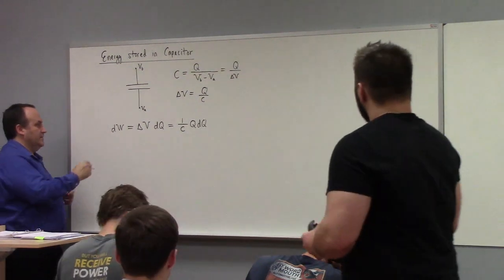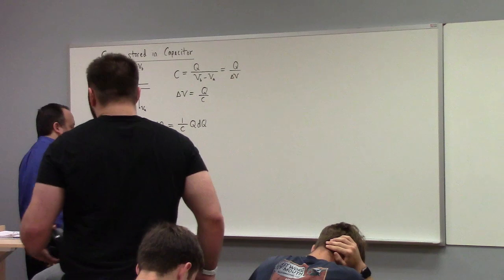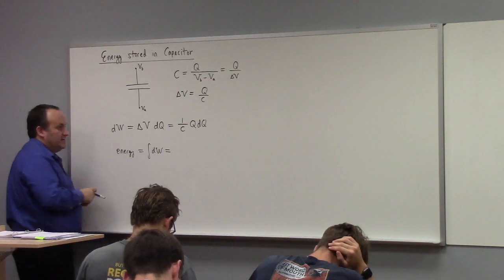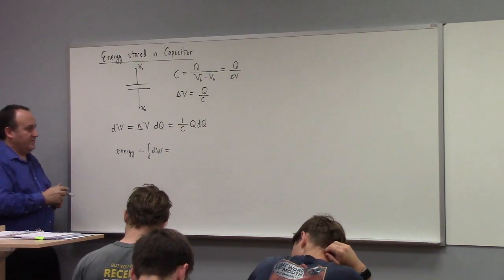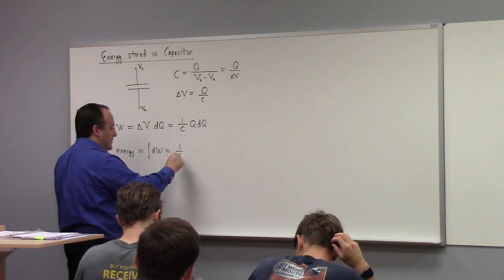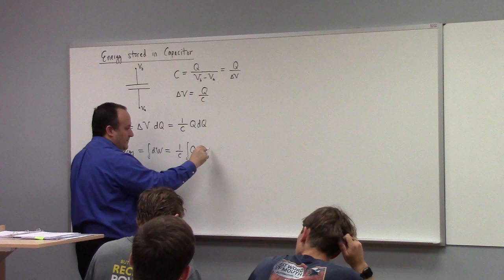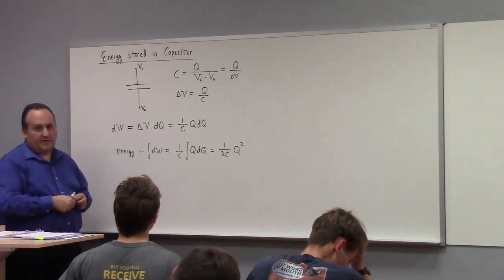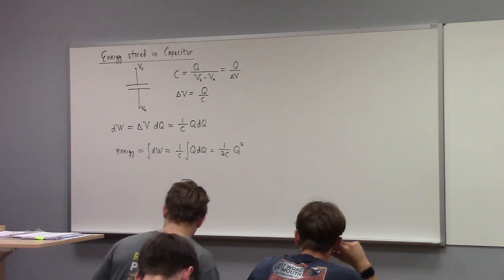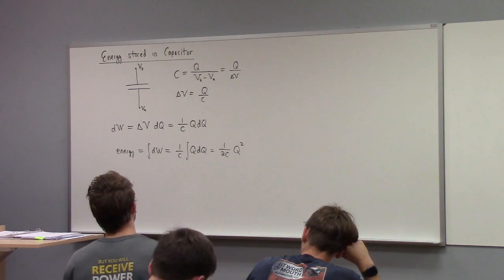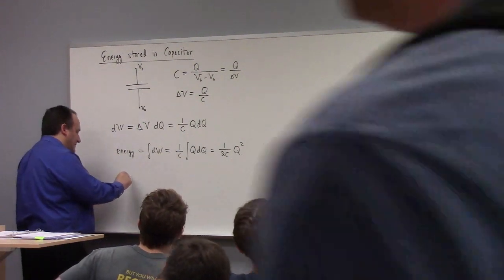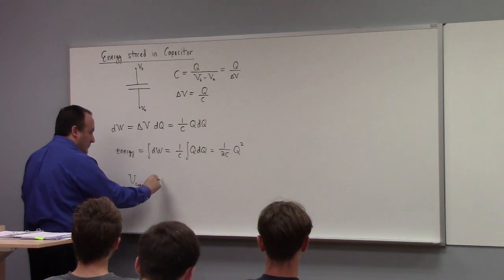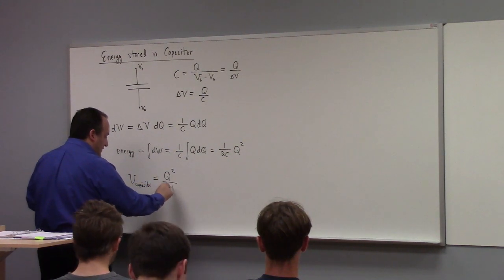So the energy would be equal to the integral of dW, the amount of work it takes. That would be 1 over C times the integral of Q dq, which we can do, right? So you get 1 over 2C times Q squared. Of course, we're assuming that the original charge on the capacitor is 0. So there you go. This is the potential energy stored in the capacitor. We've got Q squared over 2C.